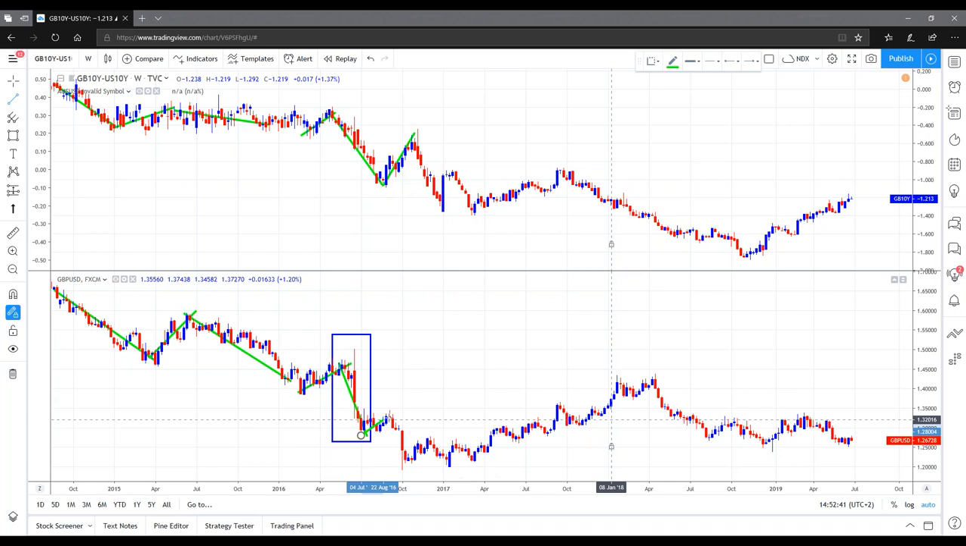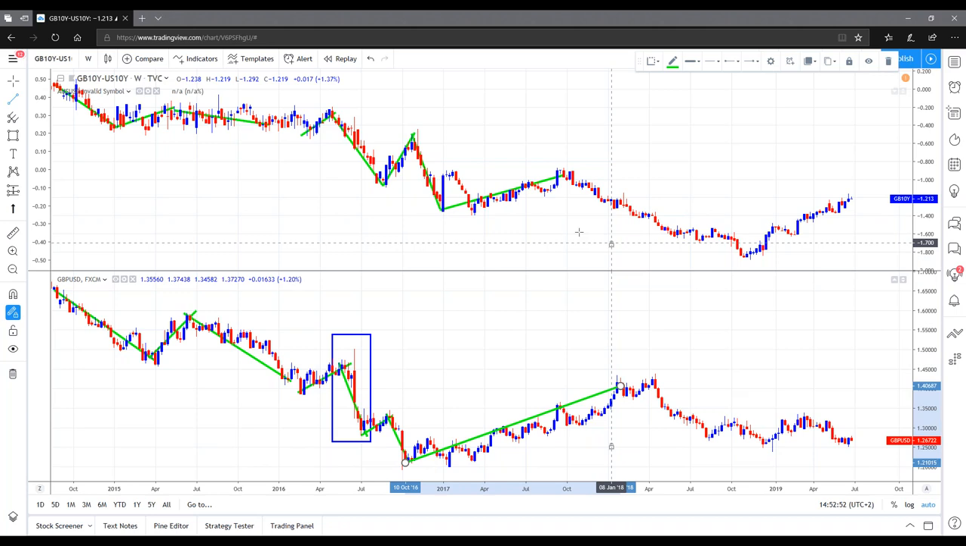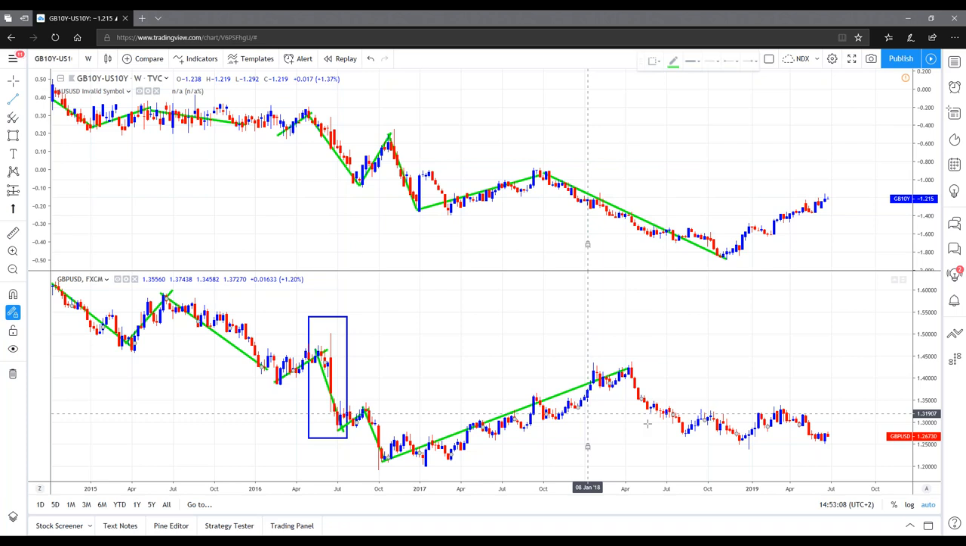Move up, move down. I'm going to just take that across there. A little bit of an anomaly here. You can see that the spread moves down, but the cable pairing actually starts moving up. It only starts moving down from about there.